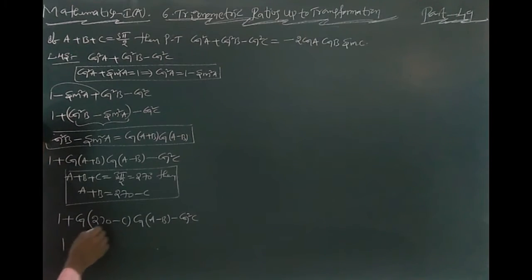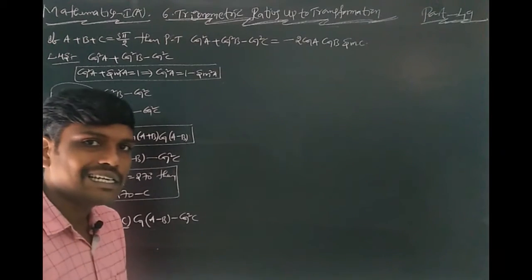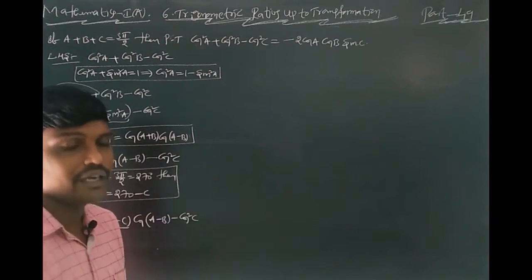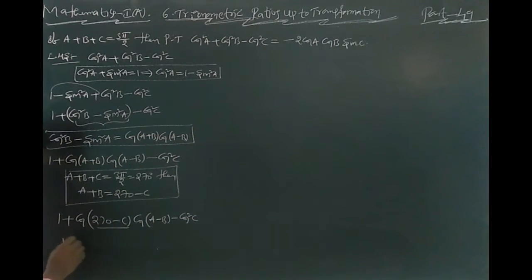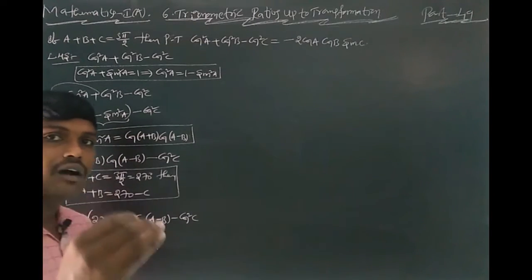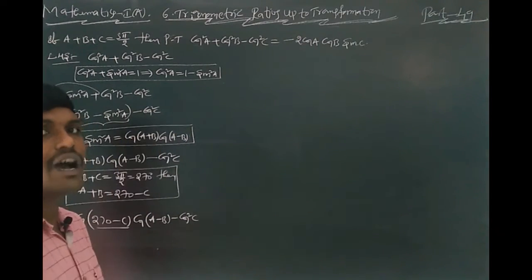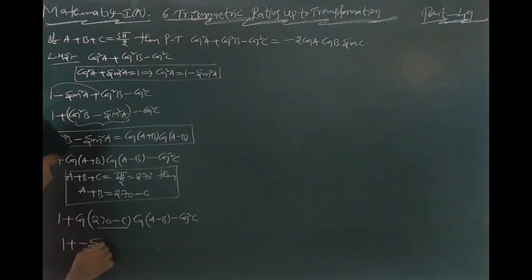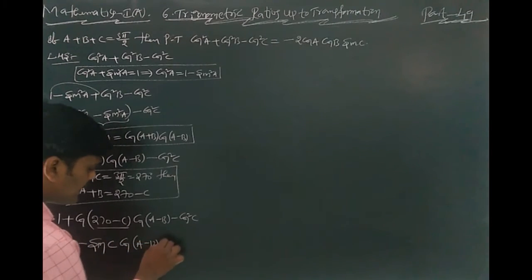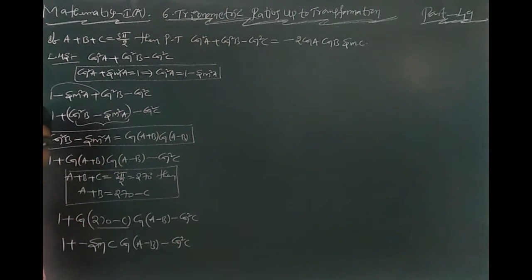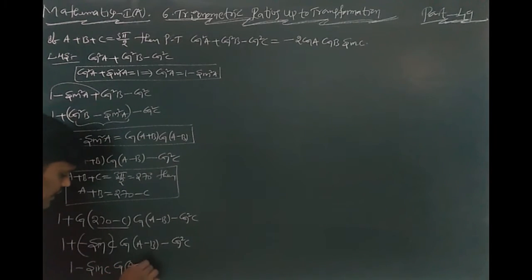270 minus theta, which quadrant? 270 minus theta lies in the third quadrant. In the third quadrant cos is negative. 270 is which function? 270 is an odd function, so cos can be changed to sin. Theta value is, C into cos of A minus B minus cos square C. After that, you can write plus into minus, what here? Minus 1 minus sin C into cos of A minus B.